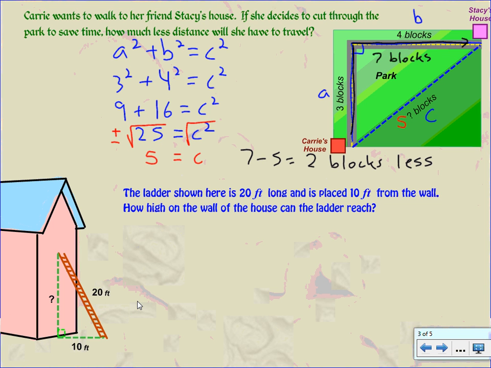And again, it doesn't matter what you call each one. I'm going to call the question mark B. And I'm going to call this 10-foot side A. And of course, our hypotenuse always has to be called what? Always has to be called C.